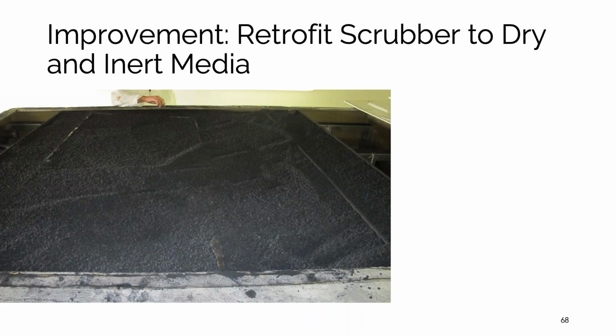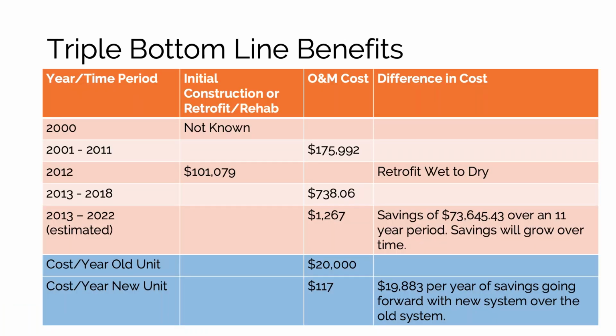So rather than continuing over and over and over again to do the job, they wanted to retrofit the scrubber to dry inert media from that wet media that was causing so much trouble. And again, we'll go back to the triple bottom line benefits. Remembering the triple bottom line benefits include financial, environmental, and social. What I'm showing on the screen is the financial benefits. We didn't know precisely what it cost to do the initial construction. There wasn't any information available.